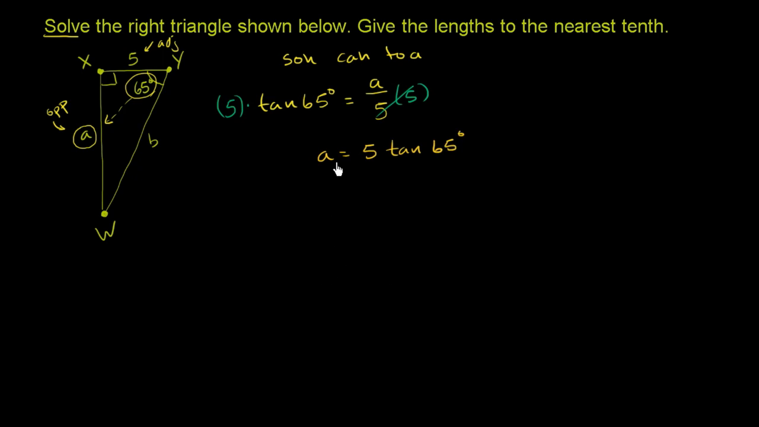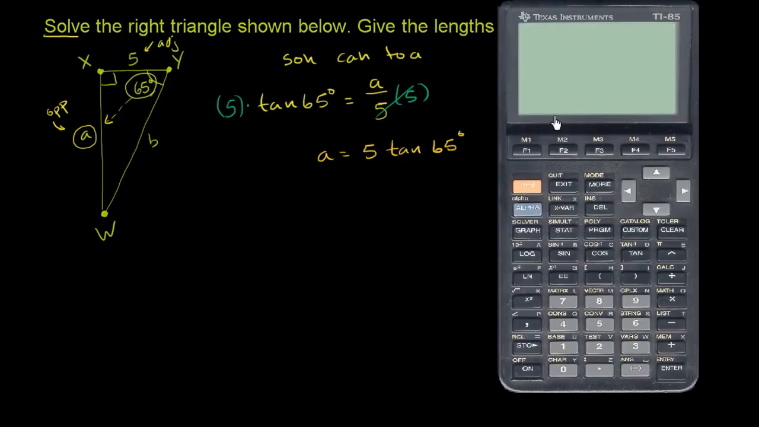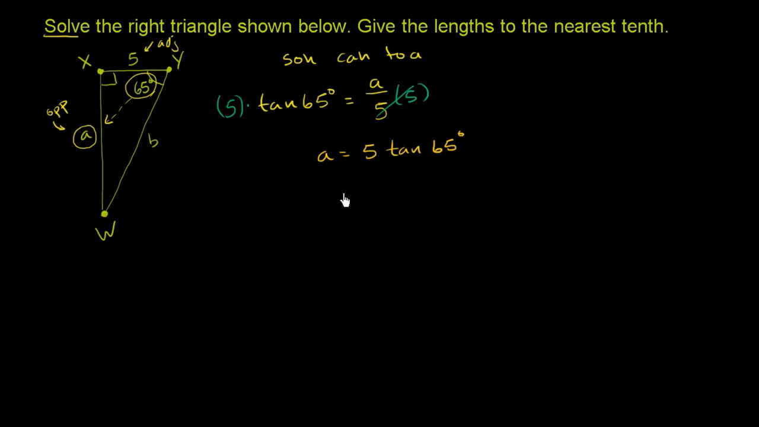So now we can get our calculator out and figure out what this is to the nearest tenth. Get my handy TI-85 out, and I have 5 times the tangent, no, I didn't need to press that second, just the regular tangent of 65 degrees. And if I round to the nearest tenth, like they asked me to, I get 10.7. So A is approximately equal to 10.7. I say approximately because I rounded it. This is not the exact number, but A is equal to 10.7. So we now know that this has length 10.7 approximately.